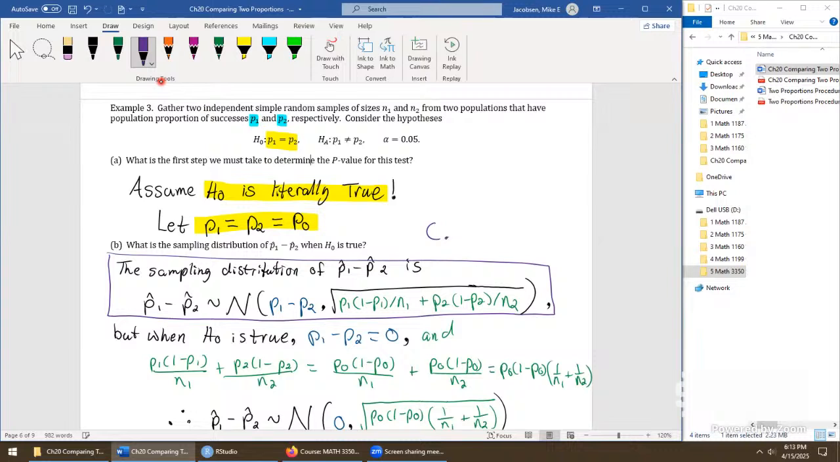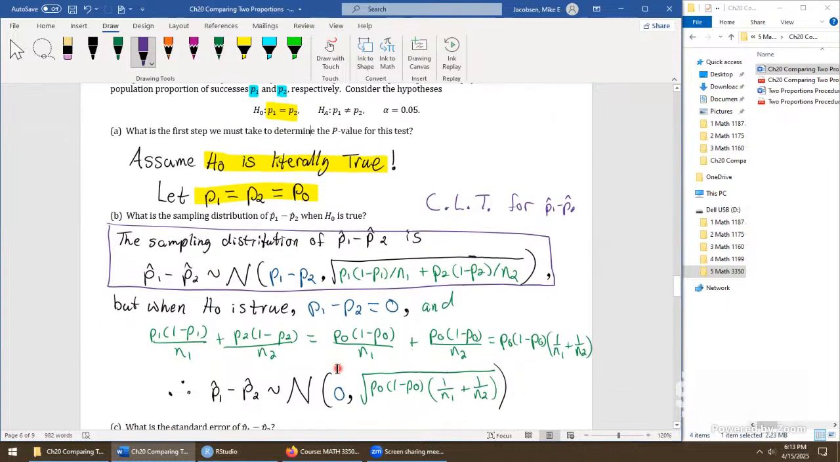So let's call this central limit theorem, CLT, for P1 hat minus P2 hat. This is its sampling distribution. But now that P1 and P2 take a common value P0, it becomes a 0 down here. The next thing that happens is the standard deviation in this position right here takes on a new format. P1 is P0, P2 is also P0. So the numerators are the same and we factor it completely out, leaving the reciprocal of the sample sizes over here in the second factor.